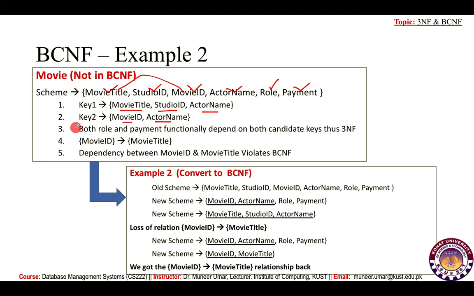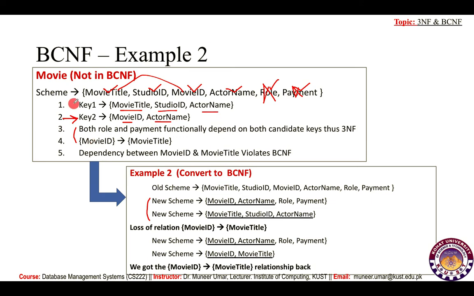So according to these, the BCNF is violated, so we need to split this table into some new tables to remove the interdependencies among these tables, and for each candidate key we will create a new table. So here what we are going to do, we are making two tables. In the first table, movie ID and actor name is taken. This one key is taken, and the dependents for this key are taken. So here we got role and payment, and also we got the movie ID and actor name.